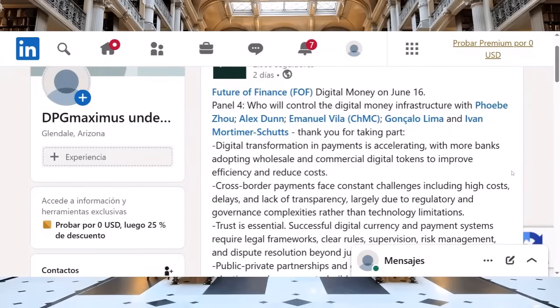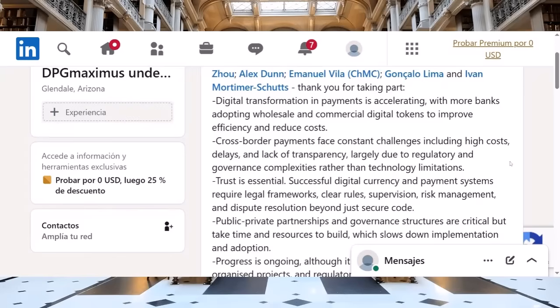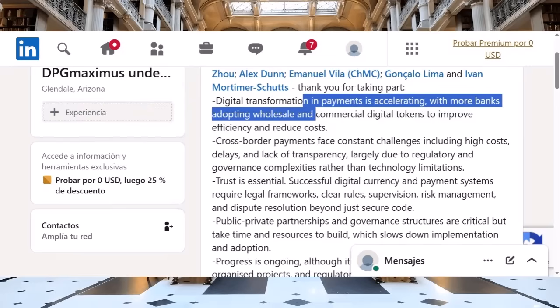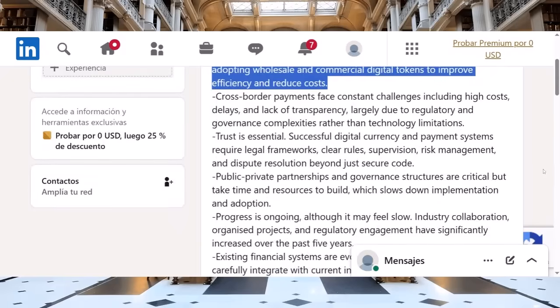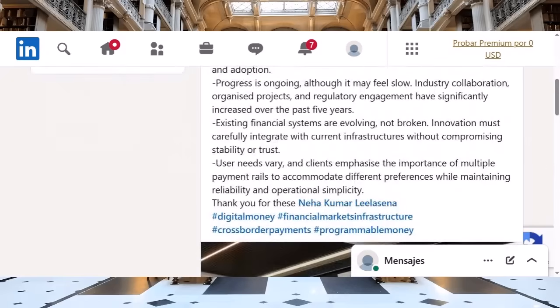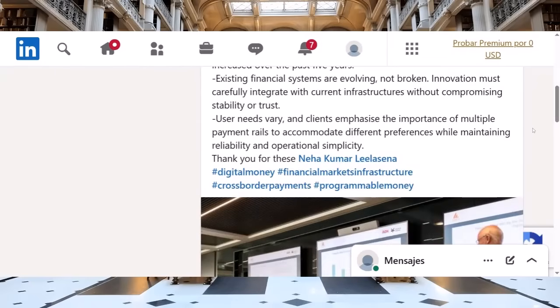But here's your highlight: Goncalo Lima. Okay, so it says, thank you for taking part in digital transformation and payments accelerating, with more banks adopting wholesale and commercial digital tokens to improve efficiency and reduce cost. That's interesting. All right. Again, industry collaboration. Gilbert Verdian talked about that in the Zoom call that we recently covered, right? That exclusive that we have here on both of our channels.